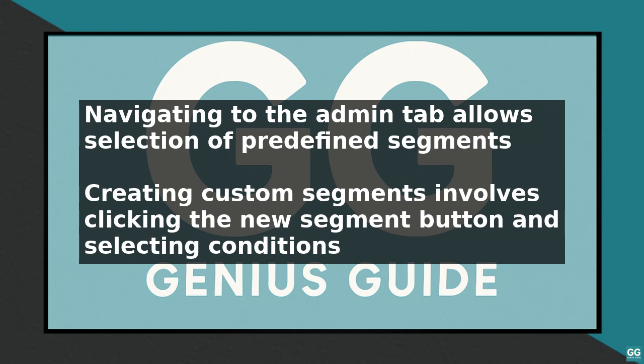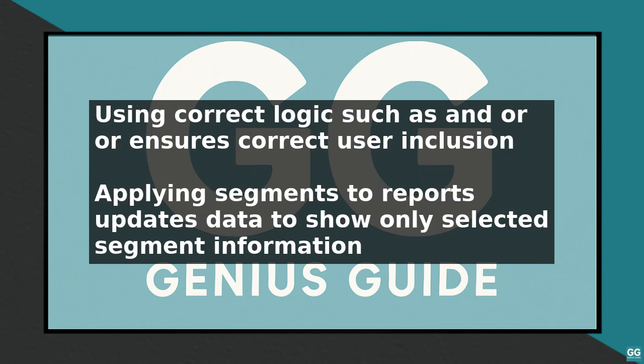When creating a segment, it is essential to use the correct logic, such as "and" or "or", to ensure that your segment includes the correct users. For example, if you want to create a segment for users who are from the United States and have made a purchase, you would use the "and" logic.